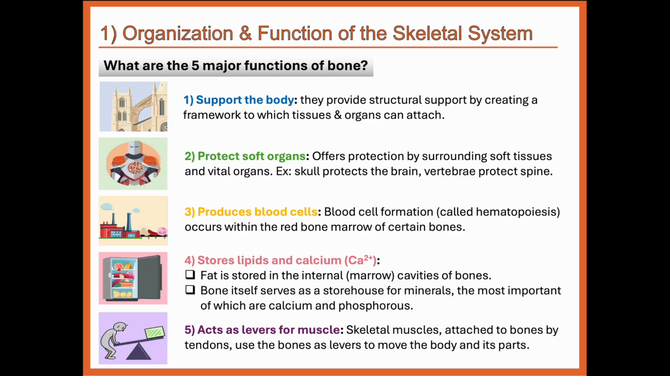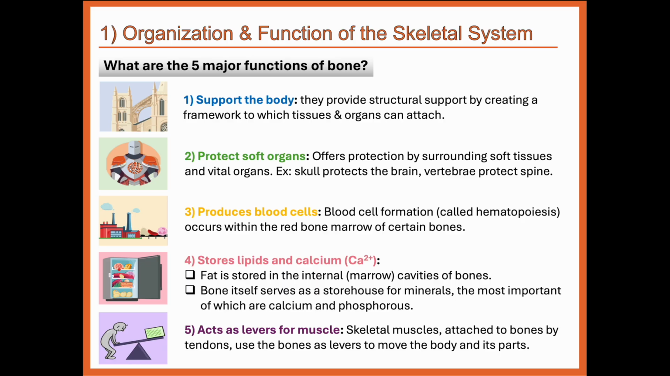They produce blood cells. We'll see that in the marrow. We produce a lot of blood cells. This is called hematopoiesis, which you'll see a lot more in the next bio course. Stores lipids and calcium. There's also this yellow bone marrow, and we'll see that that stores lipids in bones. But also, bone is full of calcium and phosphorus, right? So we're actually storing minerals.